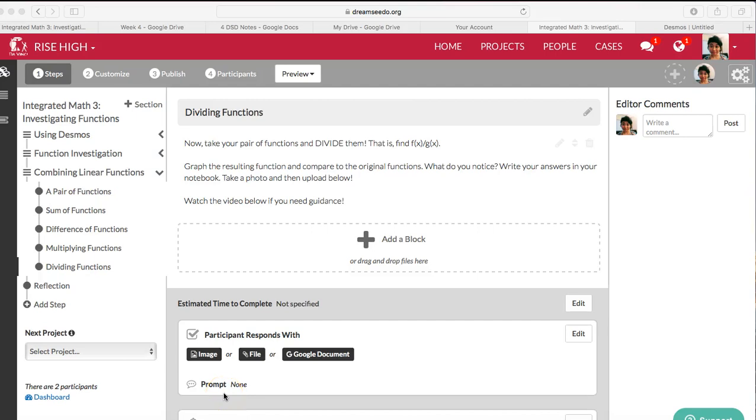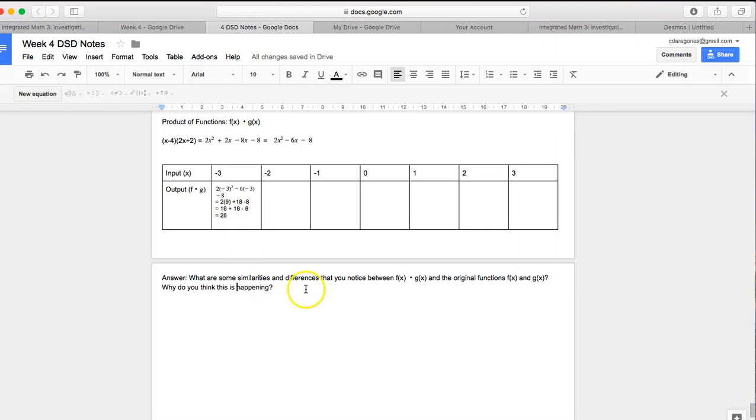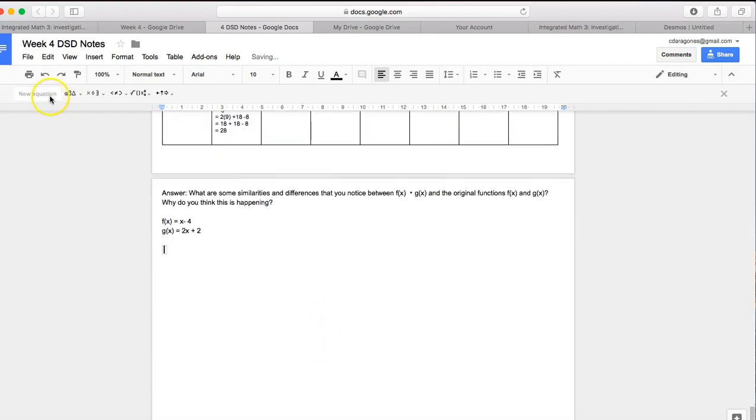All right, so you've added your functions, subtracted your functions, and multiplied your functions. The only thing that's left is to divide your functions. So you're going to do f divided by g. This is a little tricky, but I'm going to show you an example with my functions. Again, my functions were x minus 4 and 2x plus 2. And I'm going to divide them. So I'm going to do f divided by g.